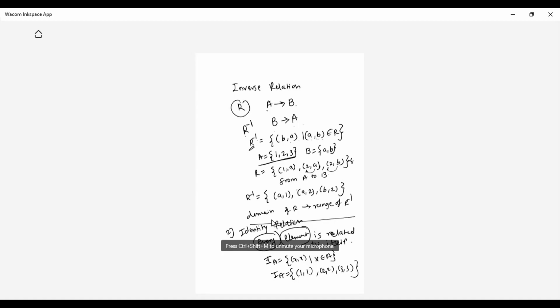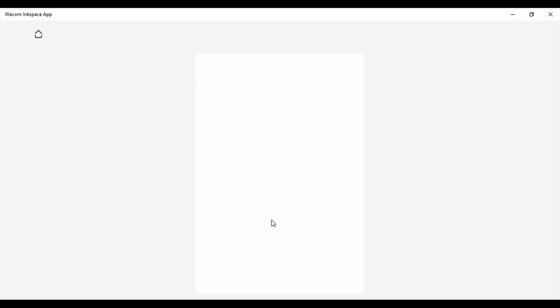Let us move to the third relation, that is universal relation. So what is universal relation? The relation R in set A is said to be a universal relation if R is equal to A cross A, the cross product.